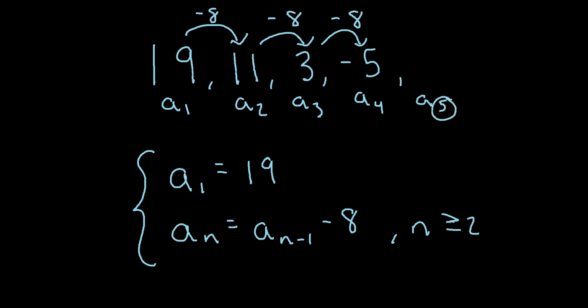So if we plug in a 5 for n, down here we would get 5 minus 1. So a sub 4, which we know is negative 5. If we subtract 8, what do we get? Negative 13. So let's verify that. To go from negative 5 to negative 13, we do subtract by 8. So this does follow the rule of subtracting by 8. So those were just 3 examples of how to write recursive formulas for different types of sequences.